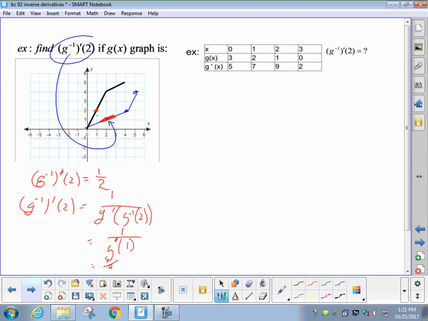Wait, so how come you wouldn't find where y is 2 since it's the inverse? On the graph, if you did it graphically. The blue one? Yeah. That is the inverse, and so if I say what's g inverse at 2, it is when x is 2, what's y? So it's different when you do it analytically. I know what you mean.